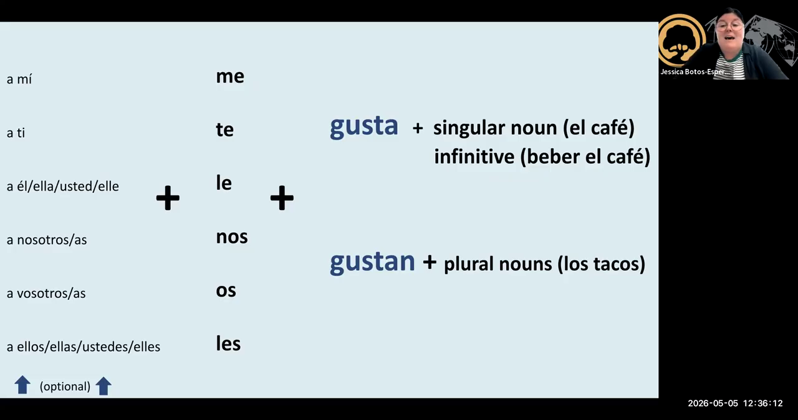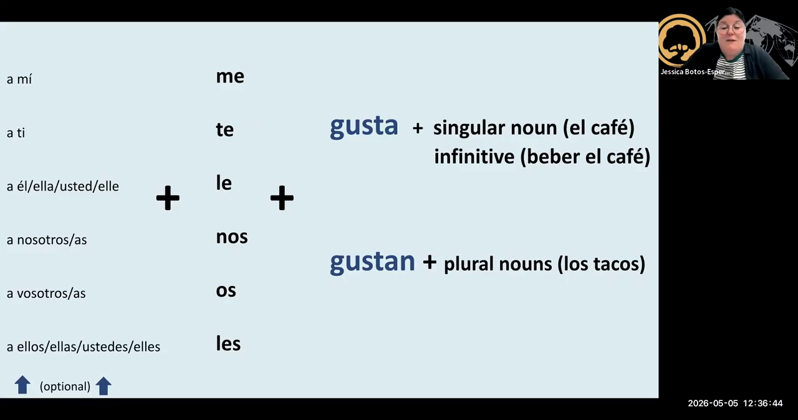Now, let me say that one more time because it's really important. We're not saying I like tacos. What we're actually saying is tacos are pleasing to me. So you can see how when I mentioned earlier that sometimes it feels like the verb gustar works backwards. And if it helps you to look at it that way, absolutely do so. So technically, again, if I say me gustan los tacos, I'm saying tacos are pleasing to me.